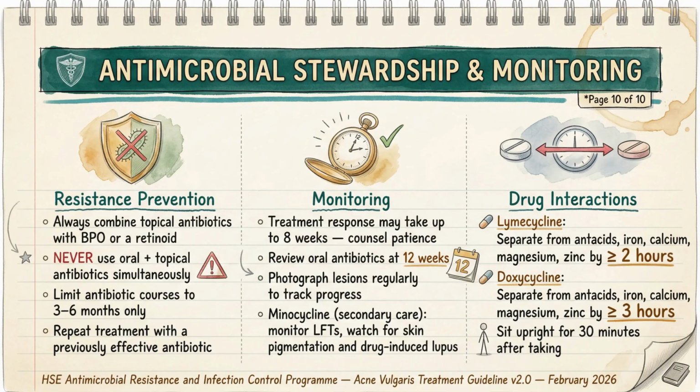The rules are clear. Rule 1. Topical antibiotics must always be combined with a non-antibiotic topical agent. That means benzoyl peroxide or a retinoid. Always, no exceptions. Rule 2. Never combine oral and topical antibiotics simultaneously. The combination increases resistance without adding clinical benefit. Rule 3. Limit antibiotic courses to 3 to 6 months, not longer.